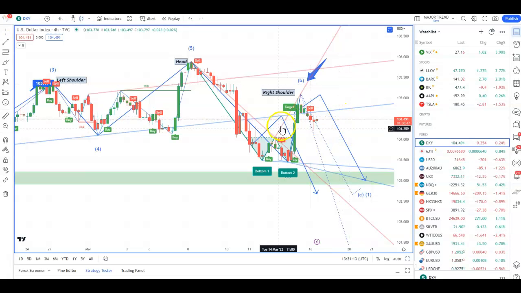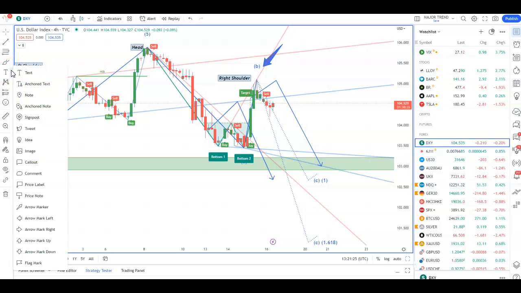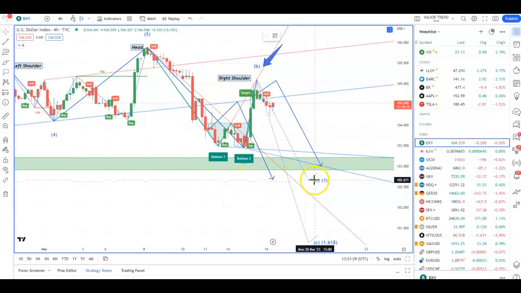So we have a right shoulder here. We have an A, B, C pattern emerging and confirmed. We have a sell signal. So the price, you could probably guess, is going to be C. Now you can choose which extension you want to go for.